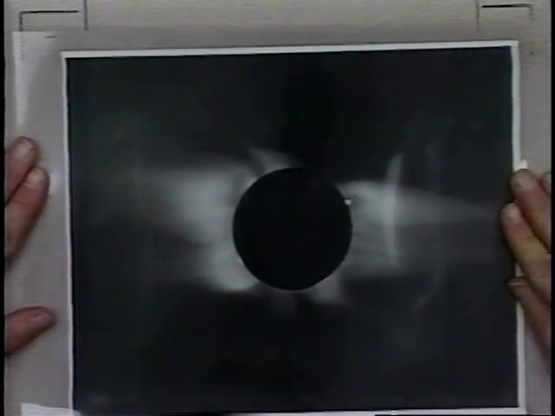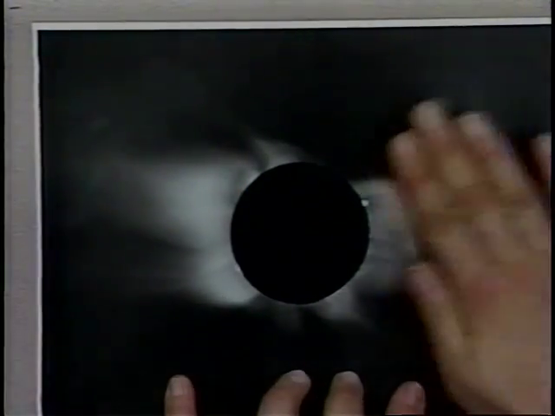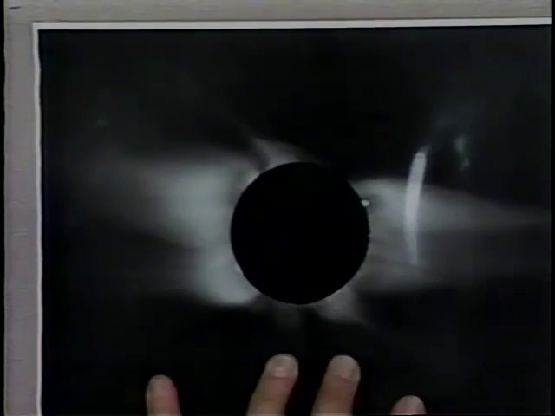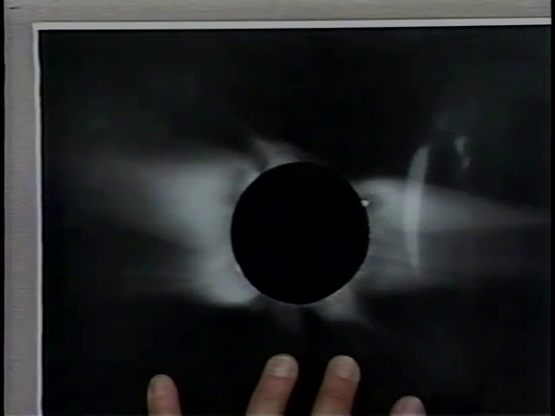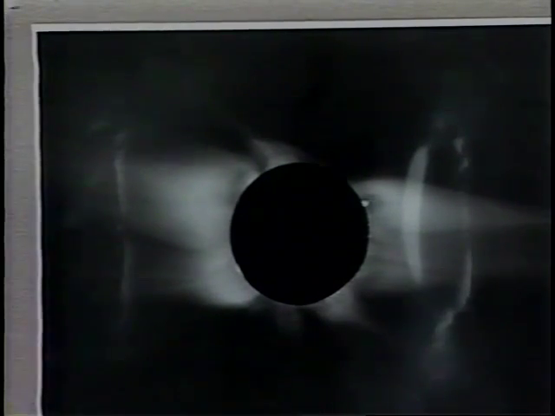This is an eclipse picture, and I know this is very shiny, so I'm going to try and keep it still. Actually, I've got 3 pieces up. Maybe that's better. Hard to keep it flat so it doesn't shine. And you can see, this is an eclipse picture, and you can see the structure of the solar corona that's affected by the sun's magnetic field.